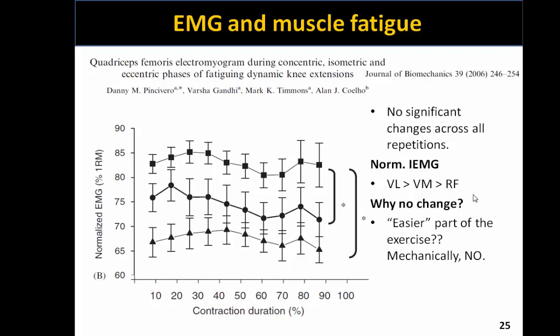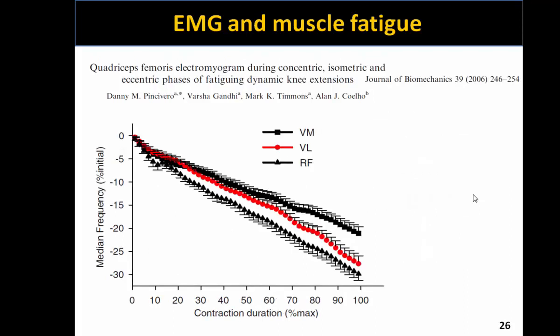And so the question here is, why was there no change during the entirety of the contraction? This is somewhat speculative. But technically the isometric phase might be an easier part of the exercise. In a mechanical sense, it's probably not that much easier than the concentric phase, because the moment arm of the load was greatest during the isometric phase. But what we see is that to hold that position, repetition to repetition, the muscle was fairly consistent.